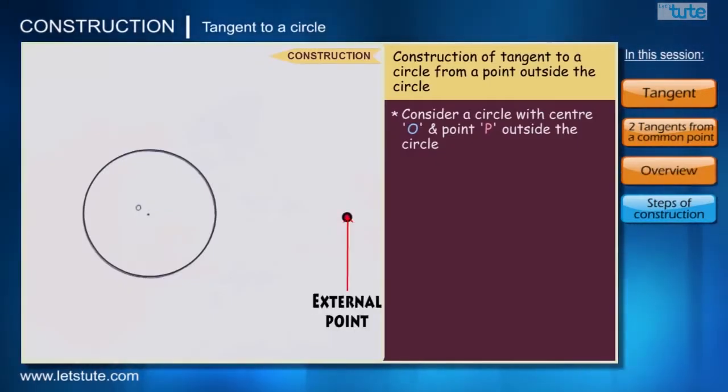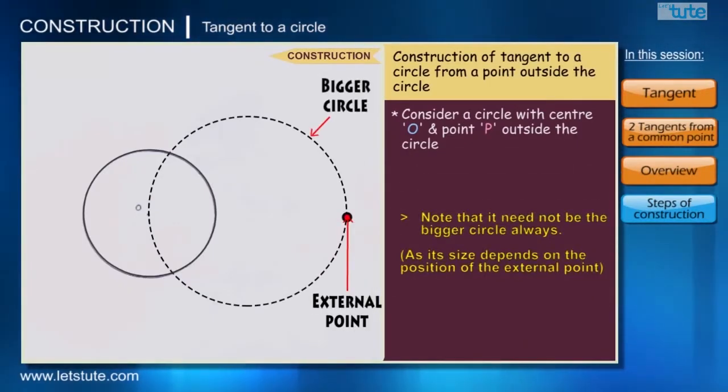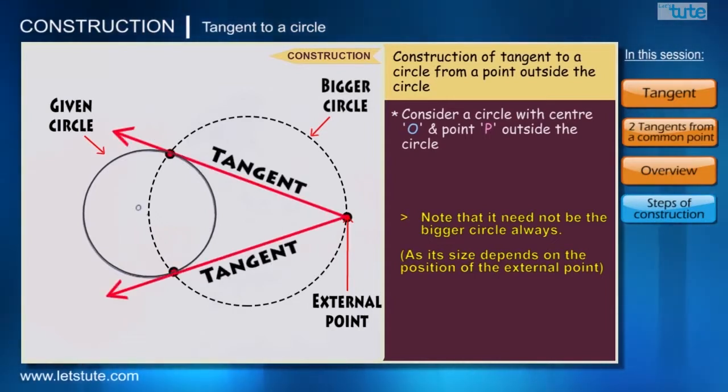The idea is if we can somehow make a bigger circle, then this bigger circle should pass through our given circle at 2 points. And then with the help of a straight edge, we can join the external point and these 2 points where the 2 circles intersect, and then draw 2 lines. And as a result, these 2 lines will actually be the tangents that we are looking for. So now let us go step by step and learn how do we construct such a bigger circle from an external point so that we get 2 tangents.